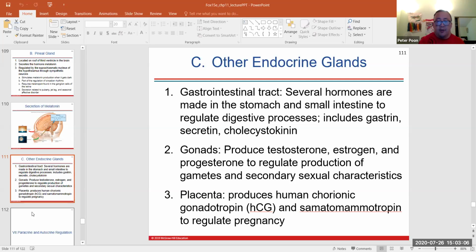The placenta produces HCG. HCG is used to regulate pregnancy. In fact, HCG is the signal that you're looking for when you pee on a stick to see if you're pregnant.